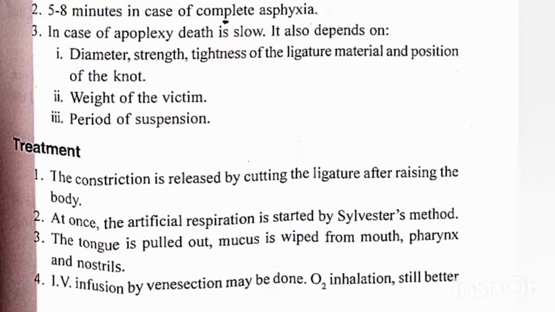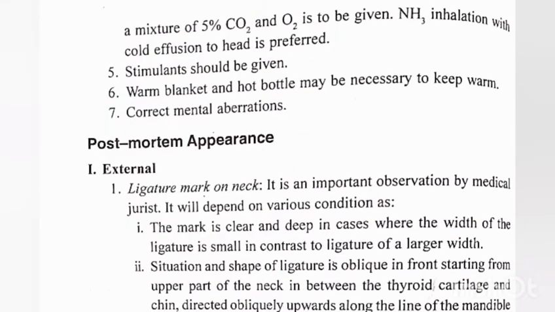The tongue should be pulled out and mucus should be wiped out from the mouth, pharynx and nostrils. Intravenous infusion may be done, and oxygen supplied to help the person feel better. A mixture of 5% CO2 and O2 is given. Ammonia solution inhalation with cold infusion to the head is preferred. Stimulants should be given. A warm blanket or hot bottle may be necessary to keep the person warm and correct mental aberration. So these are the treatments we can perform.